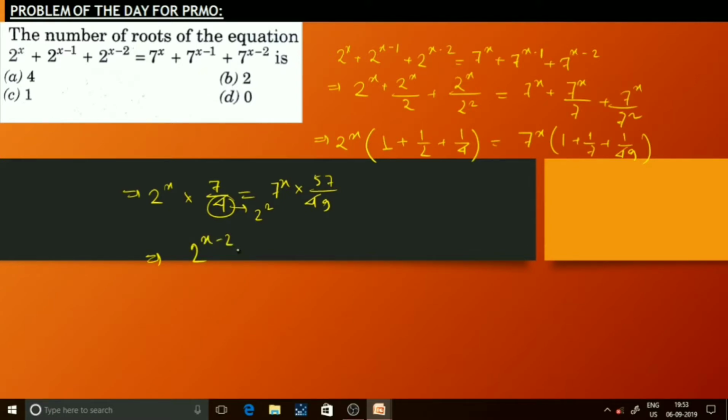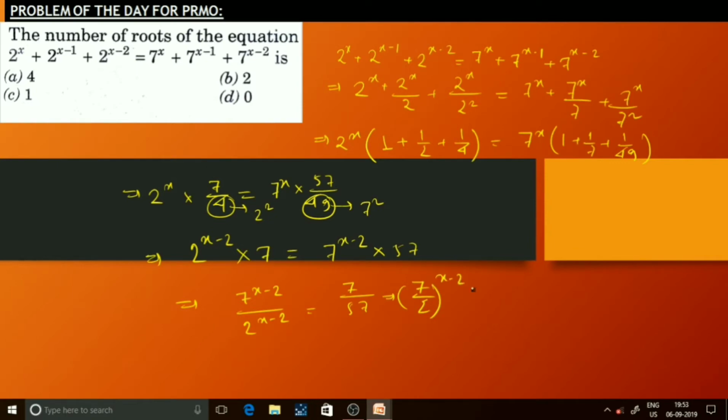So we know 2^x = 2^2, so that means it can be written as 2^(x-2) times 7, and 49 could be written as 7^2. So this could be written as 7^(x-2) times 57. So now we'll take 7^(x-2) divided by 2^(x-2). So it will become 7/57. So this could be written as (7/2)^(x-2) = 7/57.